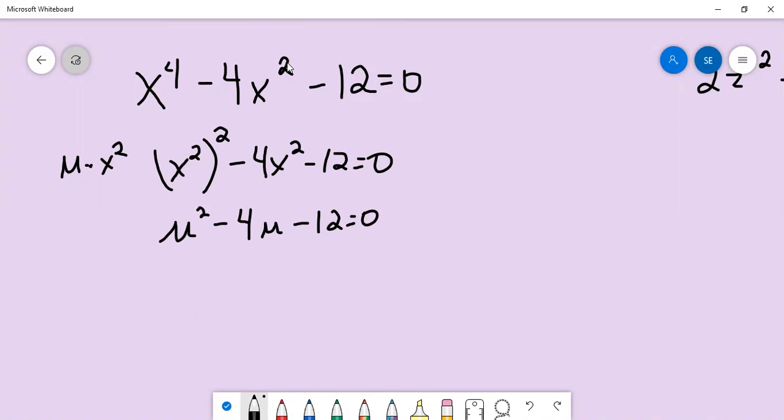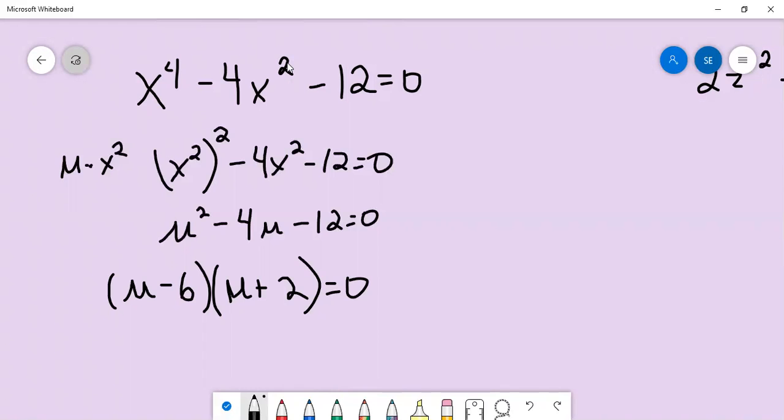And now we can factor this. This looks like something we can factor. This becomes u. We have to ask ourselves what multiplies to negative 12 and adds to negative 4. So that's going to be 6 and 2. The difference between 6 and 2 is 4, and they multiply to 12, and our bigger number should be negative. So this is u minus 6 times u plus 2 is equal to 0.